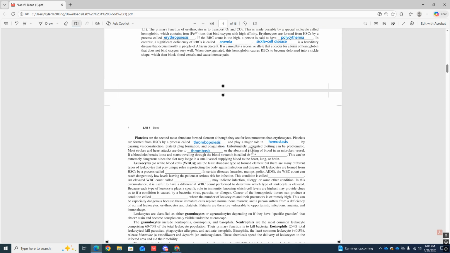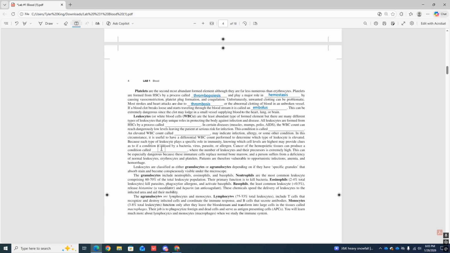And if a blood clot breaks loose and starts traveling through the bloodstream, it is called an embolus. So this could be extremely dangerous since the clots may lodge in a small vessel supplying blood to the heart, lung, or brain. That's how heart attacks happen, or strokes.